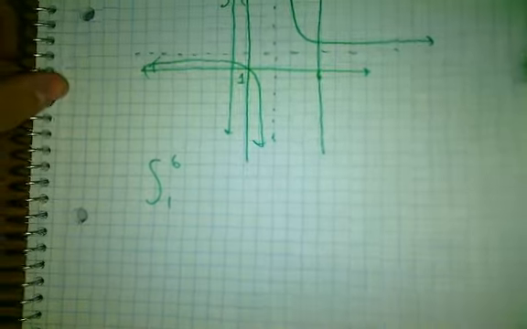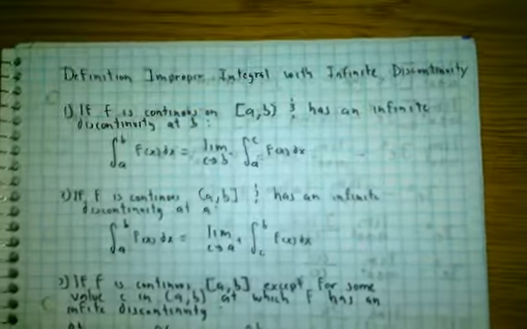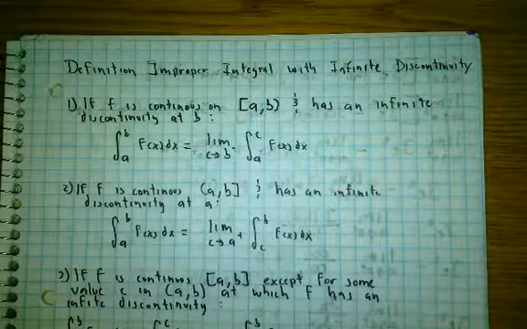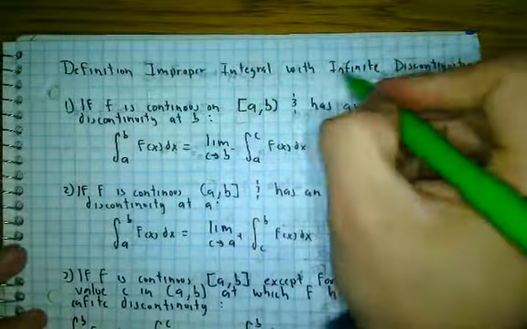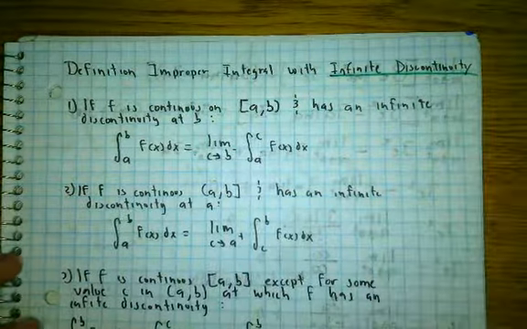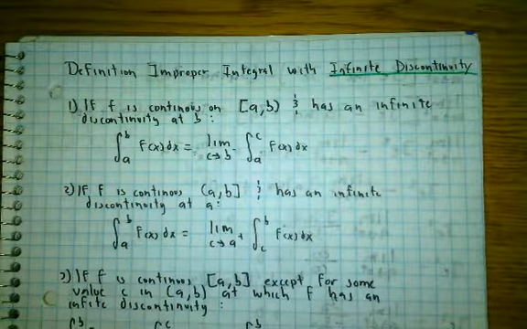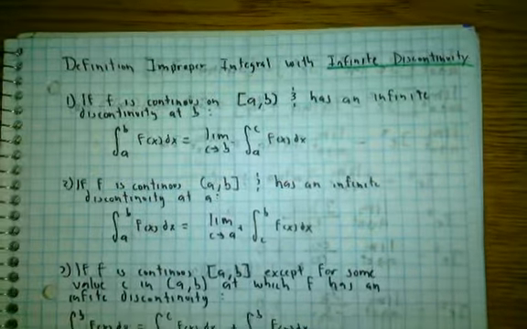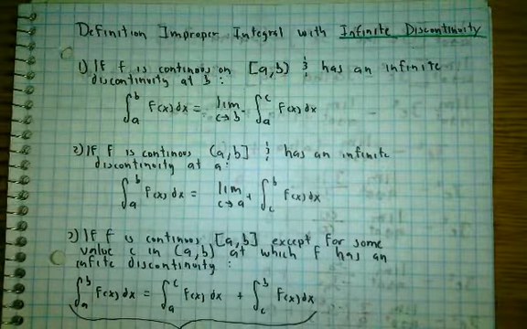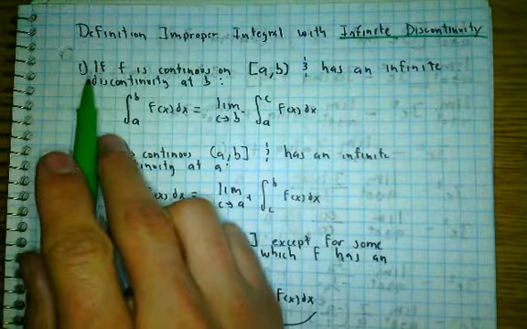So we're going to separate it. We need to figure out what that discontinuity is. So first, let's go ahead and write out the rules. And here's what the rules say. The definition of an improper integral when you have an infinite discontinuity. Infinite discontinuity means an asymptote. Okay, so let's start out with the first one.